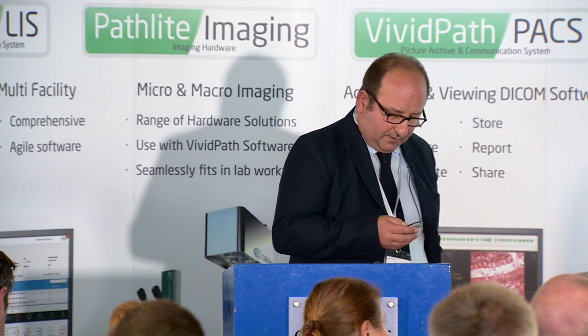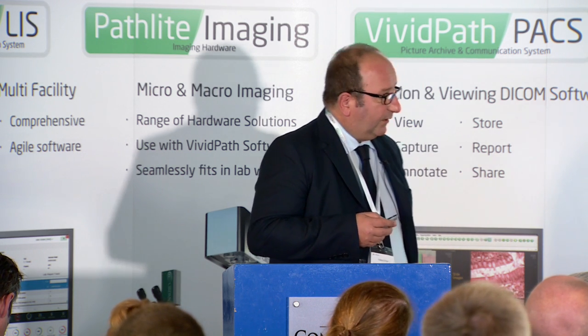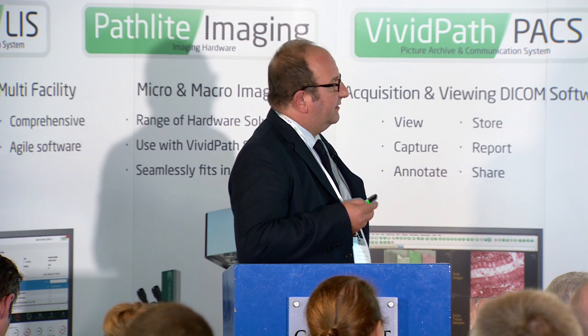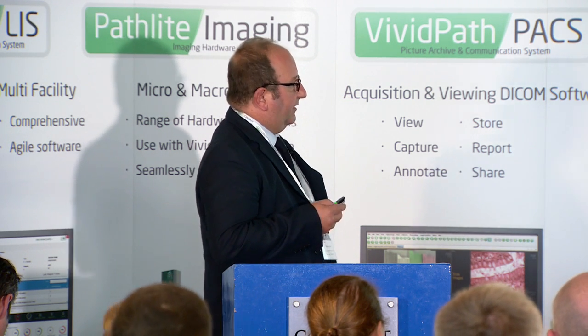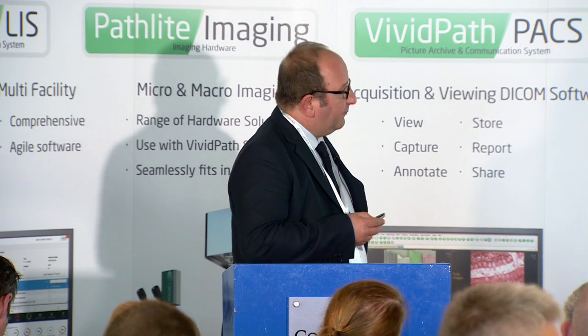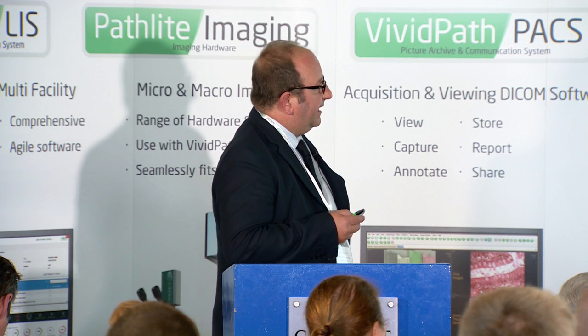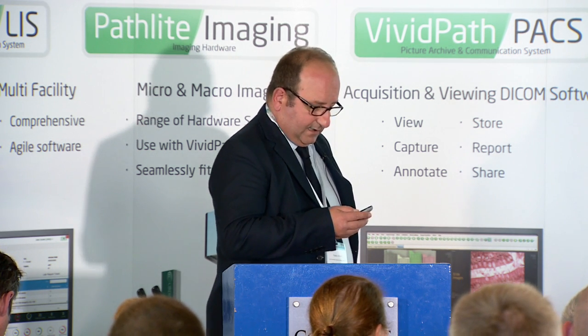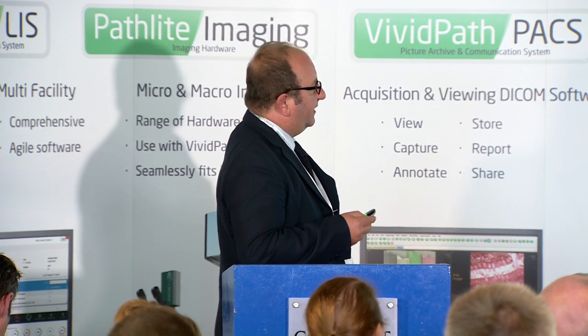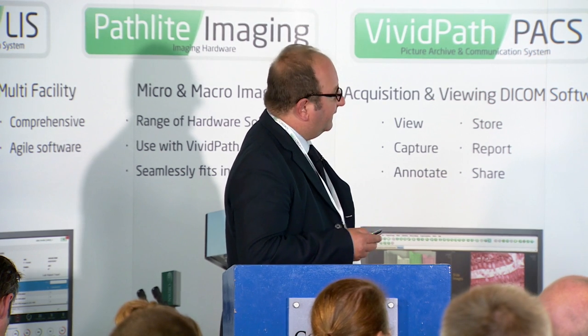And I would like to present some concepts with some examples of preliminary concepts that have been used in other fields of research, but not in the morphological sciences. So we have many technological devices, but in our mind, I think it is important to understand what we see under the microscope. In particular, the concept of spatial organization is a common concept in general in organic chemistry, and particularly biochemistry. This concept has a fundamental role in the study of molecular structure, for example DNA, RNA, proteins, carbohydrates, and so on.